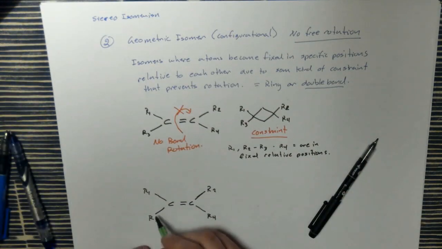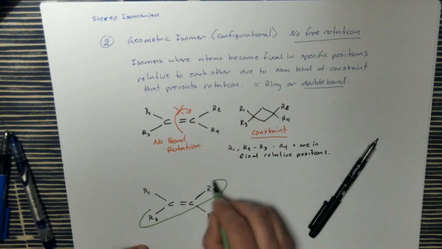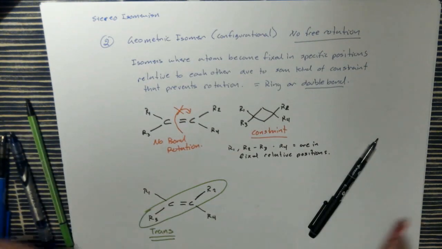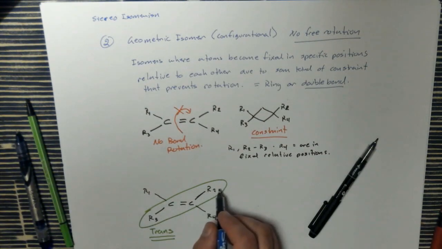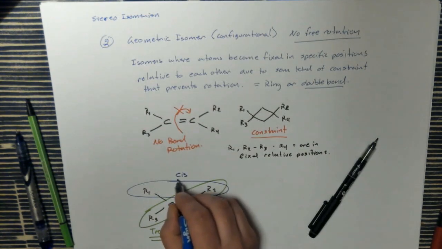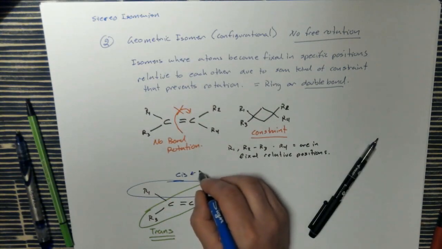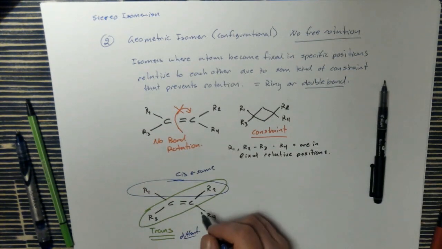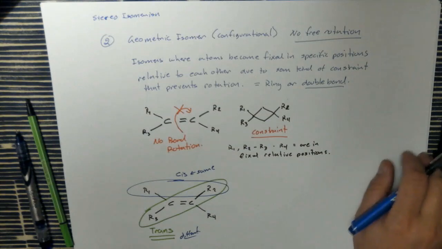The position of these two to each other, like this, is said to be trans. So they're trans to each other. Whereas if you look at the position of these two to each other, they're said to be cis. And this just means same, and this just means different. And how you determine which one is going to be which, you just look at them and you can say.